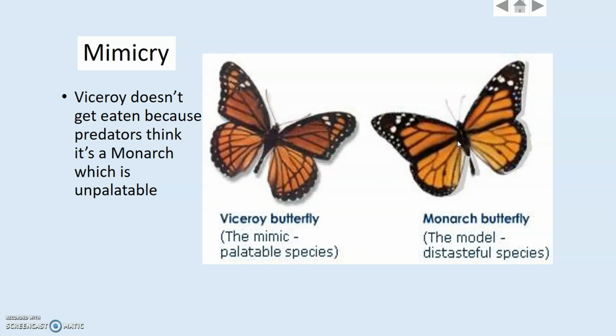That looks like this. Now, it would have taken generations of different viceroy butterflies to have been eaten, but the ones that resembled the monarch were not eaten, and so their genes survived, and gradually over many generations, the viceroy started looking more and more like the monarch. This we refer to as mimicry, when one species eventually starts looking like another one because it stands to benefit.